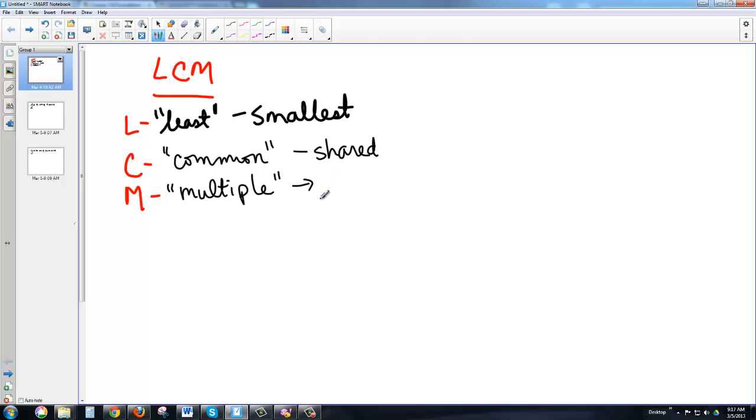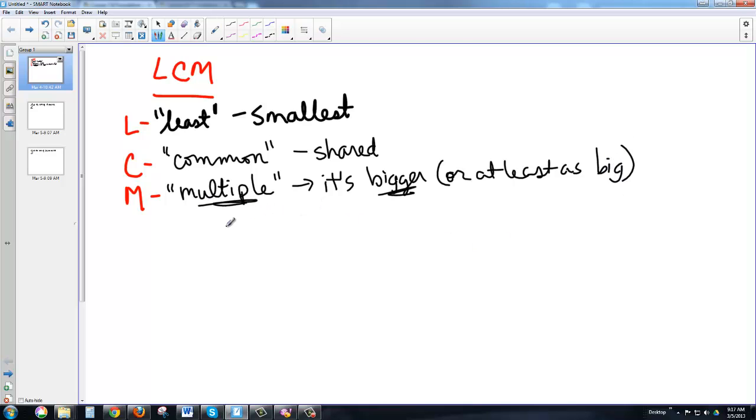Multiple. This is where things get confusing usually for students. A multiple is something we find by multiplying. It's always bigger, or at least as big as the number we're working with. For instance, let's look at these two things because this is what we confuse, right? Let's look at the factors and the multiples of 12.